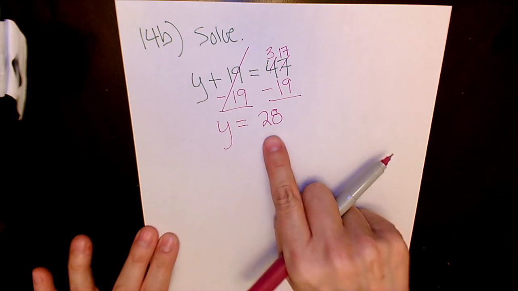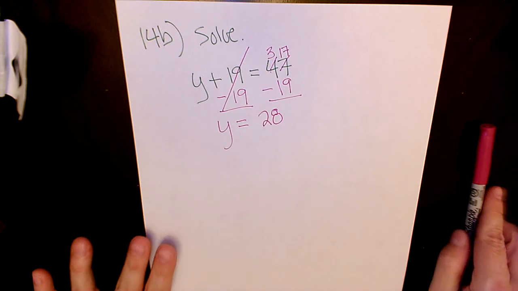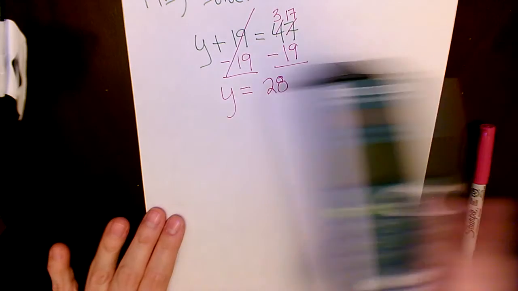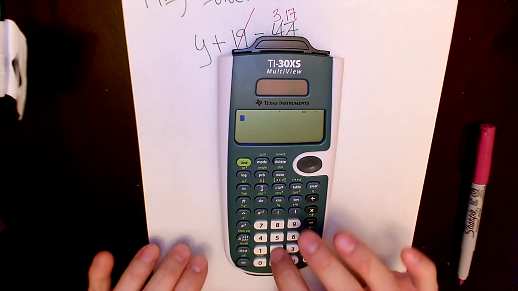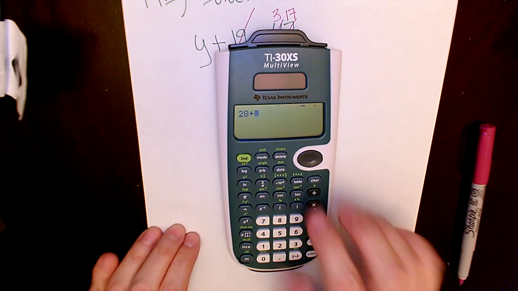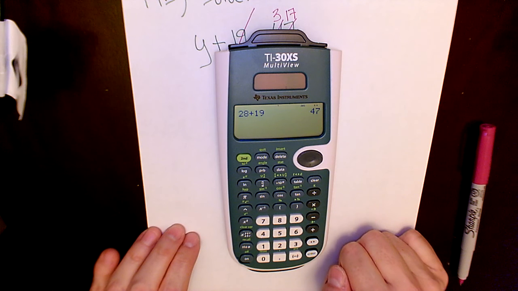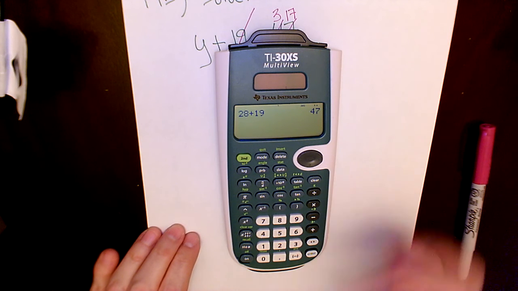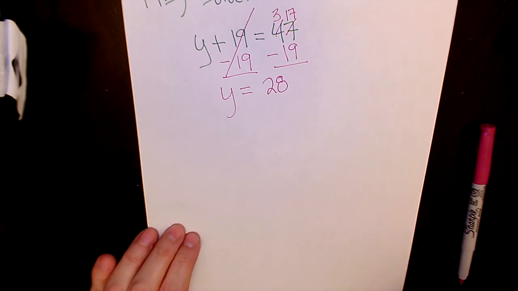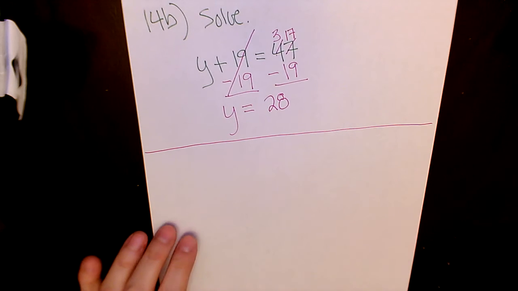And if you want to check it, you can plug this in for y and add it to 19, and you will get 47, or I'm going to check it on my calculator. So let's see. Does 28 plus 19 give me 47? It does. So I know I'm good. You can always do that too. Check it on your calculator. Okay.